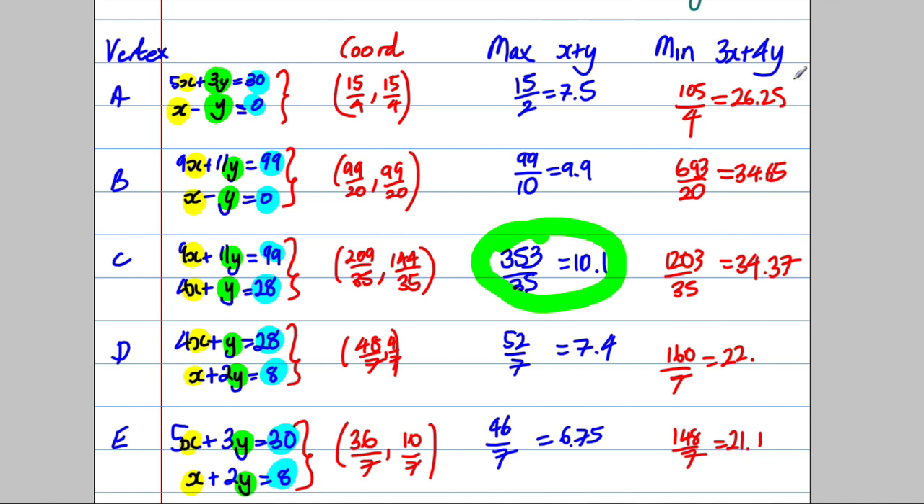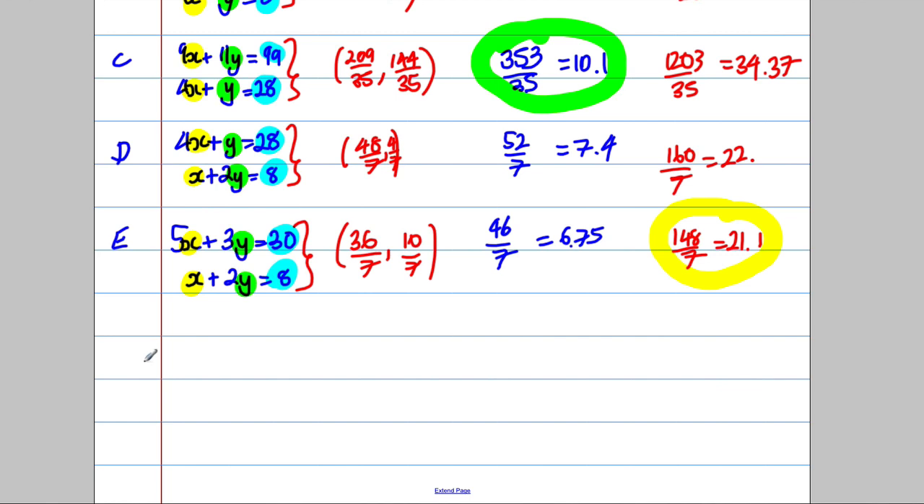Okay, so these are the answers. Now we want to minimize this, and the minimum happens if we look at this last one here. So the minimum is going to happen at E. Let's state our final answers for each of the parts A and B.